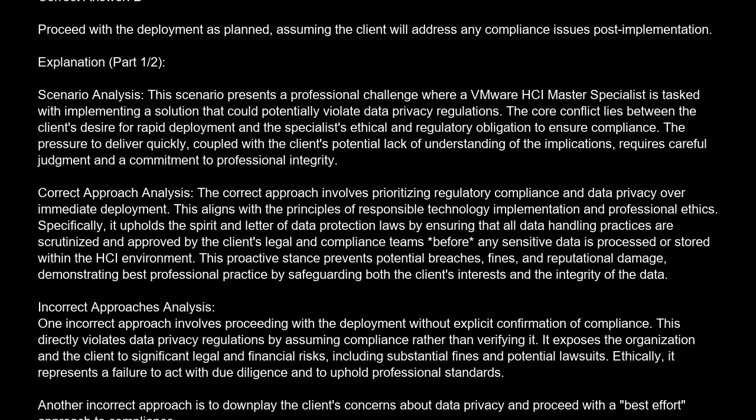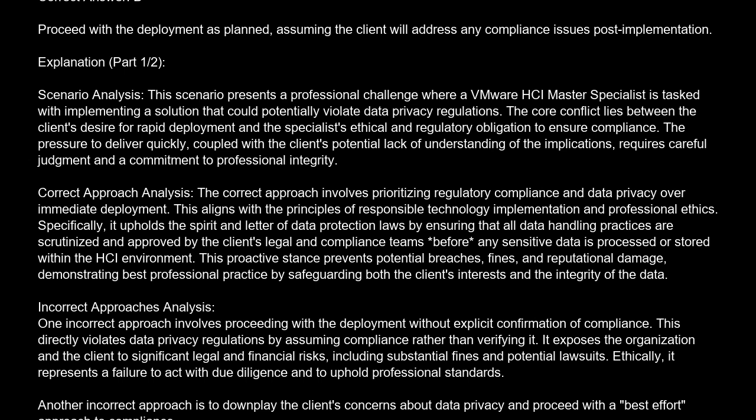Specifically, it upholds the spirit and letter of data protection laws by ensuring that all data handling practices are scrutinized and approved by the client's legal and compliance teams before any sensitive data is processed or stored within the HCI environment. This proactive stance prevents potential breaches, fines, and reputational damage, demonstrating best professional practice by safeguarding both the client's interests and the integrity of the data. Incorrect approaches analysis. One incorrect approach involves proceeding with the deployment without explicit confirmation of compliance.